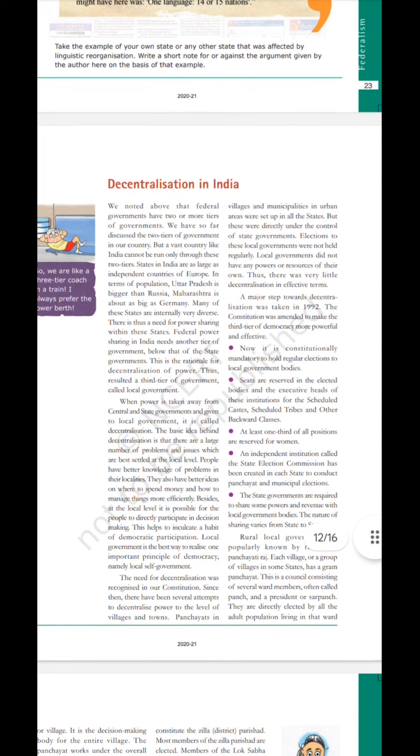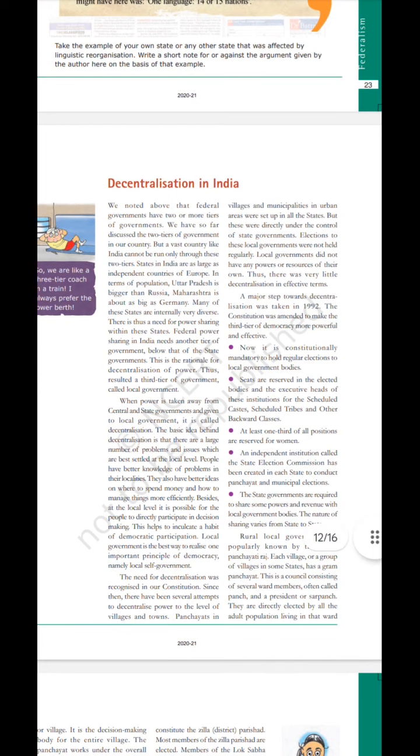We noted above that federal governments have two or more tiers of governments. We have so far discussed the two tiers of government in our country. But a vast country like India cannot be run only through these two tiers. States in India are as large as independent countries of Europe. In terms of population, Uttar Pradesh is bigger than Russia. Maharashtra is about as big as Germany.